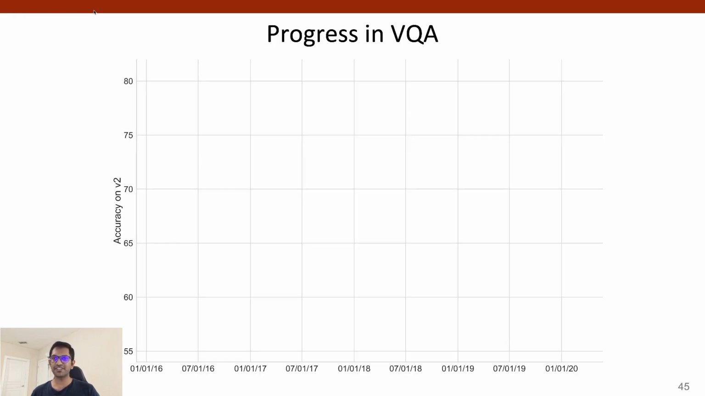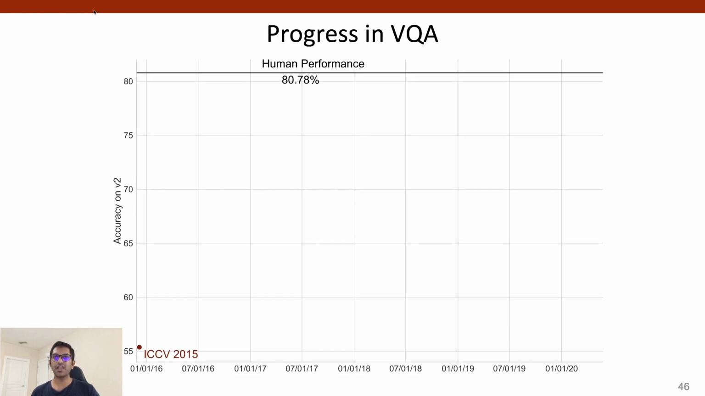We have been running this challenge for 5 years now. So let's zoom out a little bit and look at the progress in VQA. This plot shows the state-of-the-art performance on the dataset with time. Our baseline model from ICCV 2015 is shown at 55.3% and the human baseline is shown at 80.78.